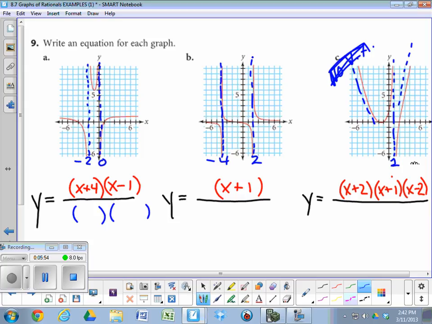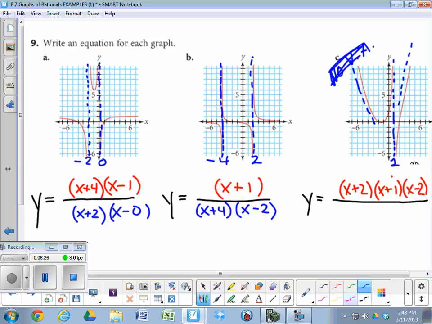X plus 2 because of the -2, and x minus 0. You want me to write x minus 0? Or just x? Okay. I will, but you can just write x if you want. All right? The next one, we're just building these equations. X plus 4 because of the -4, and x minus 2.